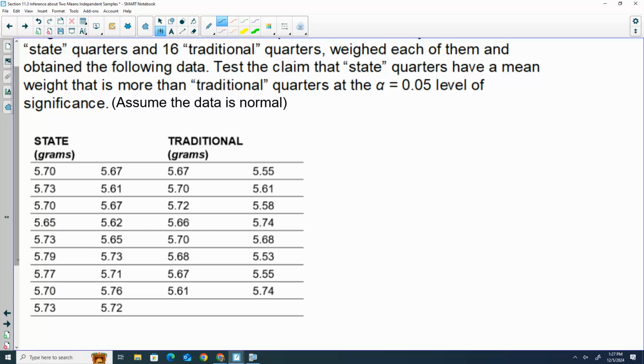Because they're independent and they're not ordered pairs, that also means when you put them in your calculator, if you get one out of order, it's not a big deal, where it was before. So go ahead and enter all the state quarters in L1 and the traditional in L2.